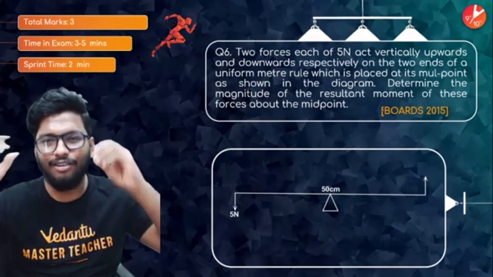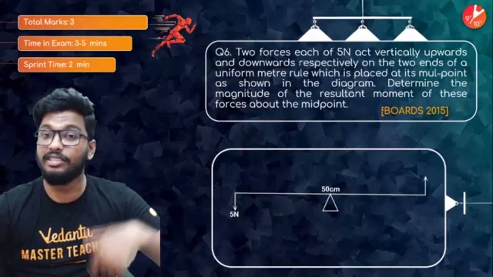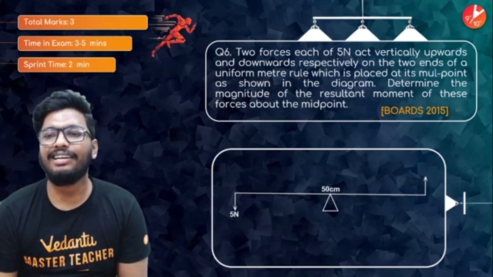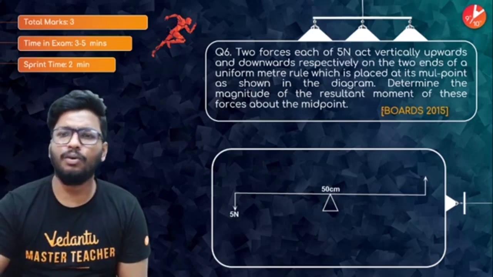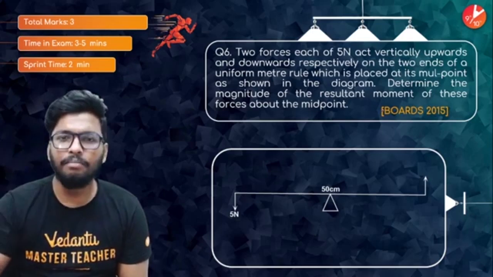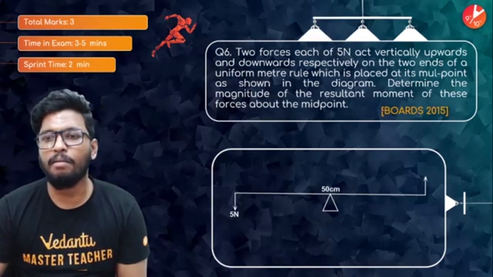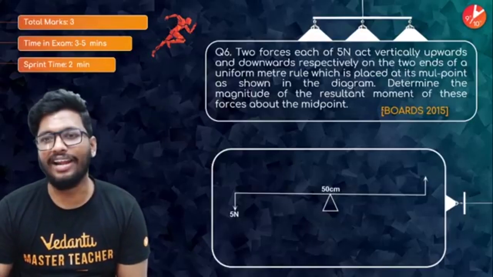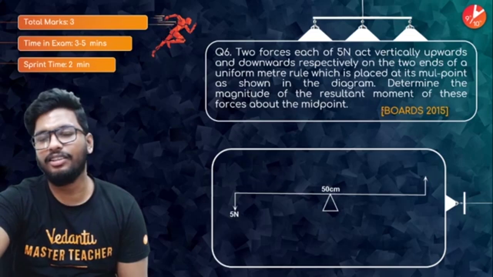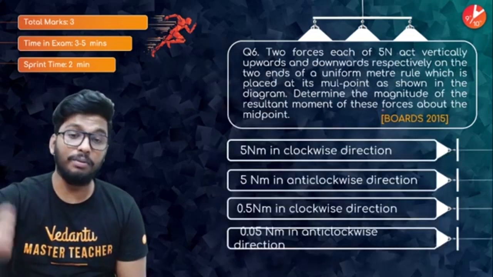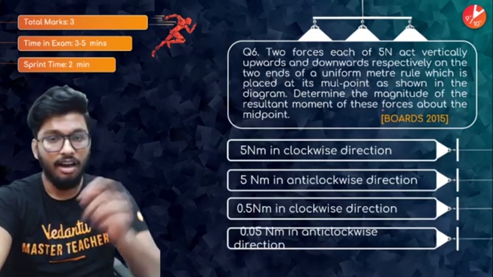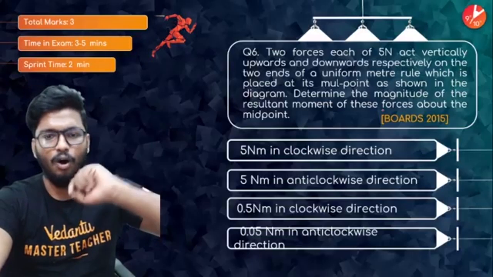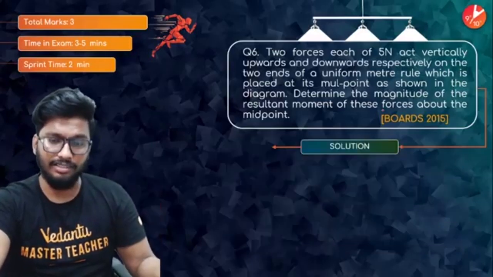Two forces, each of 5 Newton, acting vertically upwards and downwards respectively, on two ends of a uniform meter scale, which is placed at its null point as shown in the diagram. Determine the magnitude of the resultant moment of these forces about the midpoint. Go ahead, guys. Let me know the answer in the chat box. Let's see how many of you are able to give the right answer. Your options are 5 Newton meter in clockwise direction, 5 Newton meter in anti-clockwise direction, 0.5 Newton meter in clockwise direction, or 0.05 Newton meter in anti-clockwise direction.